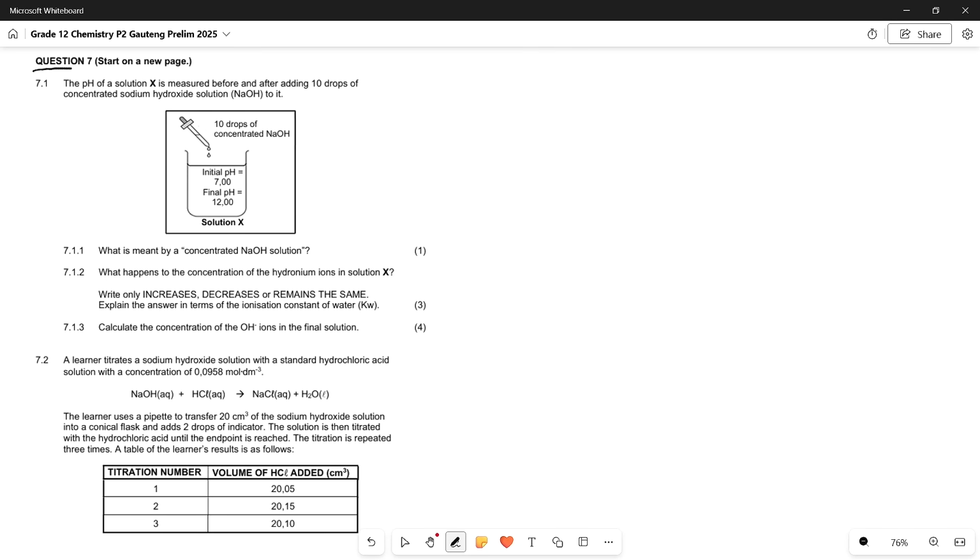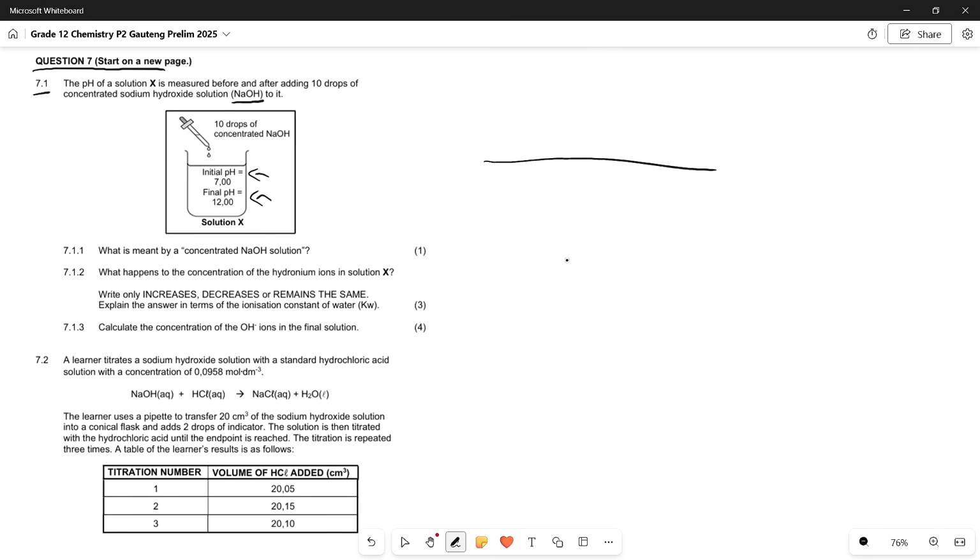Question 7 over here, so this is an acids and bases question. 7.1 says the pH of a solution X is measured before and after adding 10 drops of concentrated sodium hydroxide solution, NaOH, to it. So we've added 10 drops of concentrated NaOH. We have our initial pH over here, as we can see, and our final pH over there of 12. So initially it's 7, nice and neutral, and then final pH is 12.